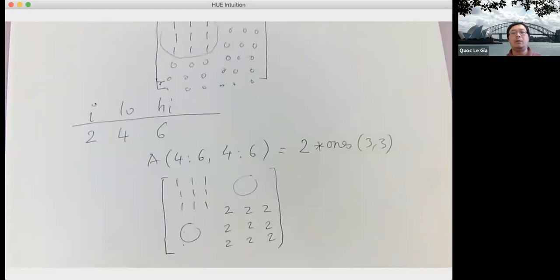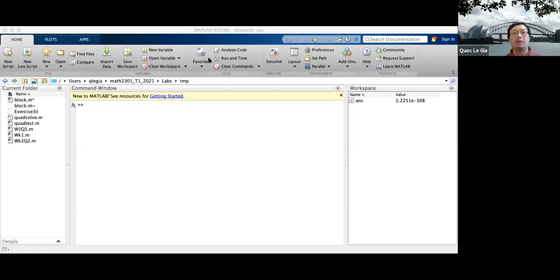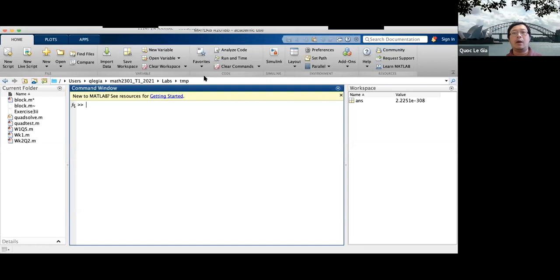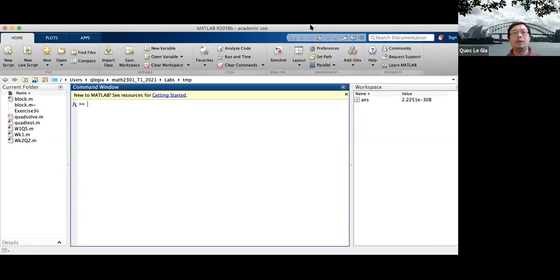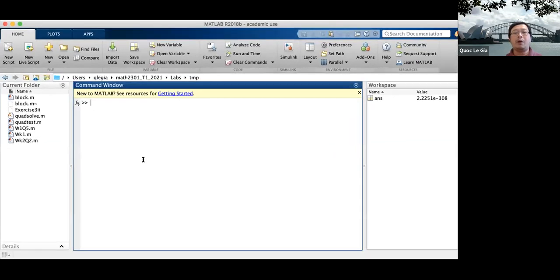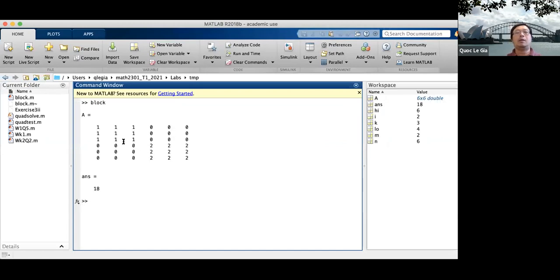I share my MATLAB again. Now if I let it run, I have to type in the command from blocks. I saved it as block. You see the matrix A is exactly what you predicted. This one is the first block, and this is the second block.